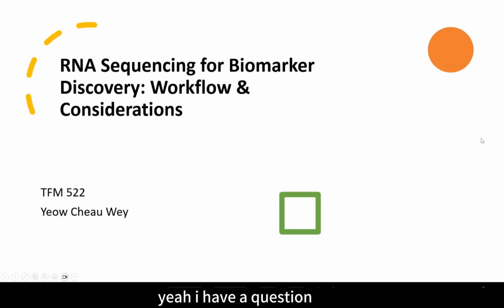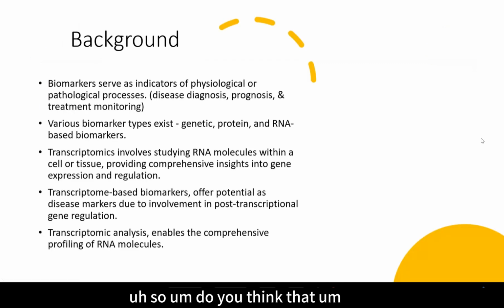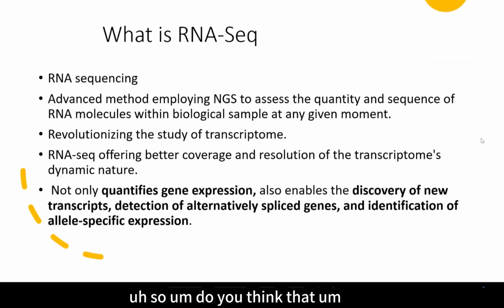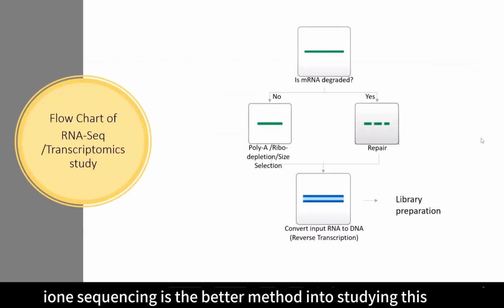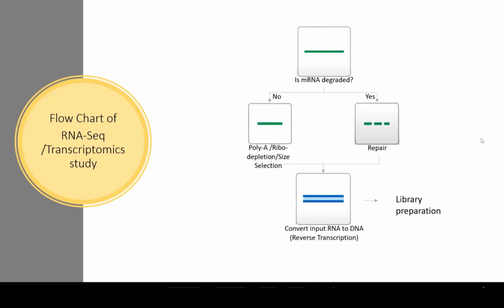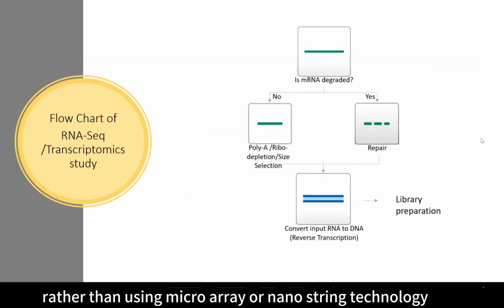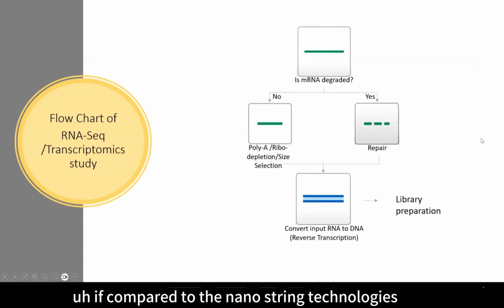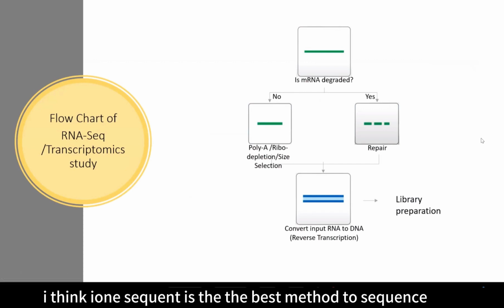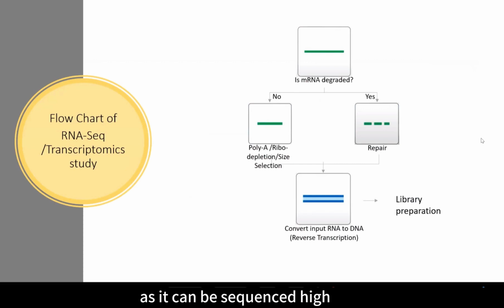Yeah, I have a question. So do you think that RNA sequencing is the better method for studying this rather than using microarray or NanoString technology? Compared to NanoString technologies and microarray, I think RNA sequencing is the best method, as it can sequence high base pair, long base pair, long reads.